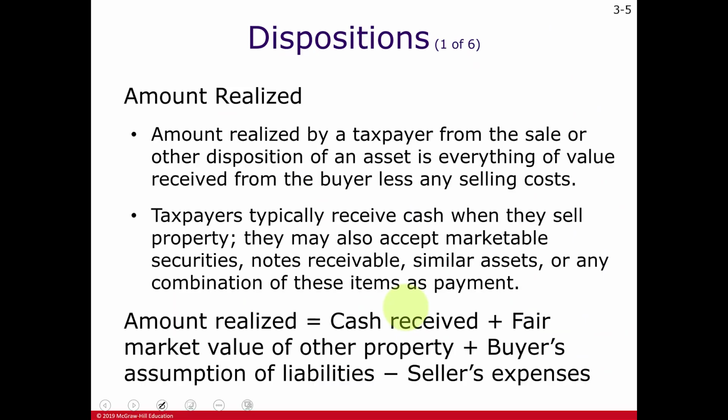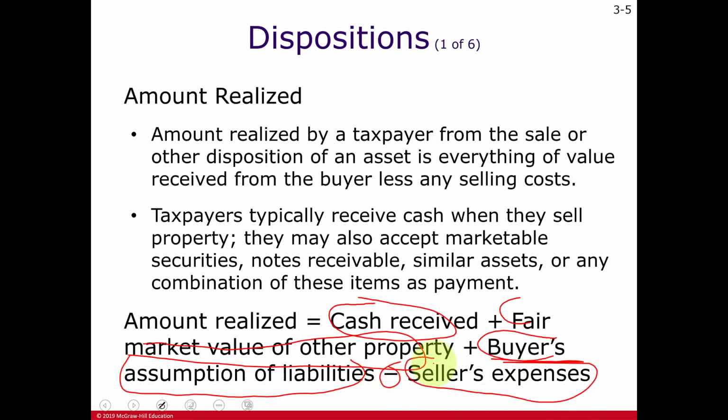So here's some of those definitions again that we saw in the previous slide. All the value you're getting, the cash you receive, the value of other stuff that you receive, even if the person buying your property takes over the loans you owe, it's almost like the buyer giving you cash and they're now borrowing money from someplace else, maybe borrowing from the lender that you had borrowed money from. And then you minus out those selling expenses, and what's left over is called the amount realized.